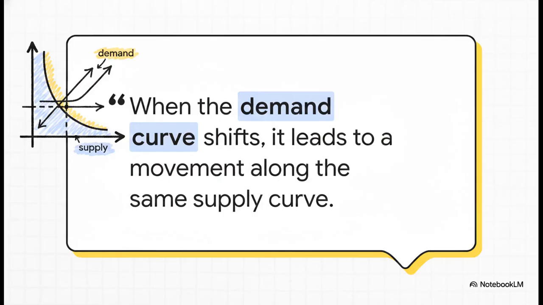So the crucial point here is captured beautifully in this specific principle from our source material. It says, when the demand curve shifts, it leads to a movement along the same supply curve. I want you to really think about that. The supply line itself didn't move at all, but because our desires shifted left or right, we were forced to slide up or down along that fixed track of supply, finding a completely new price reality in the process.